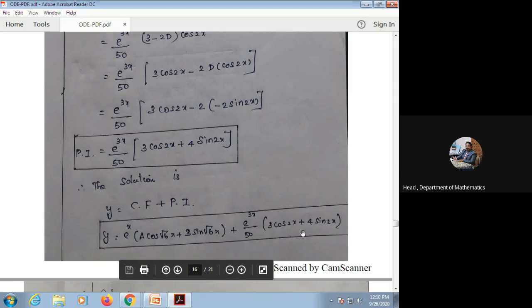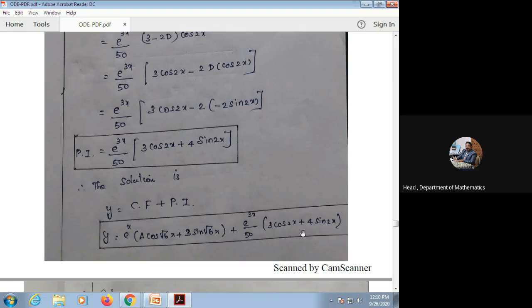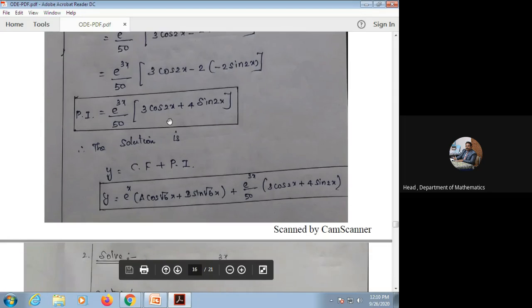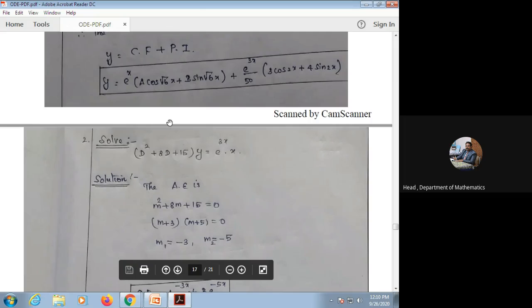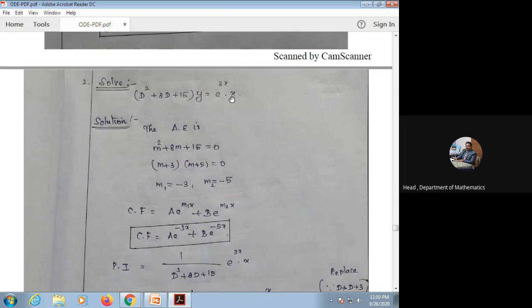These are some types of ODE problems. This is also a fourth type problem, e power ax into x power n type.